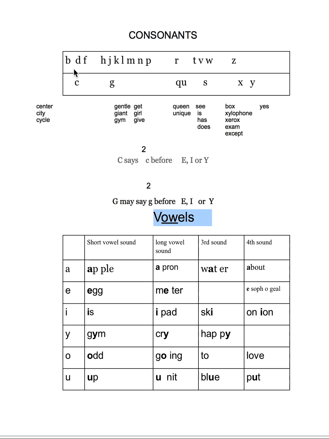When you look at the consonants, there are two rows of letters. The top row has all the consonants that only say one sound. Listen to the sounds. B, voiced. D, voiced.